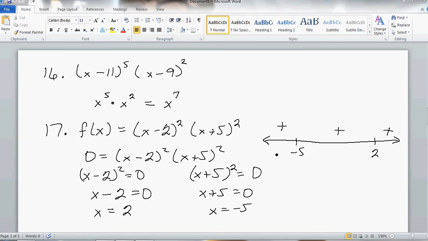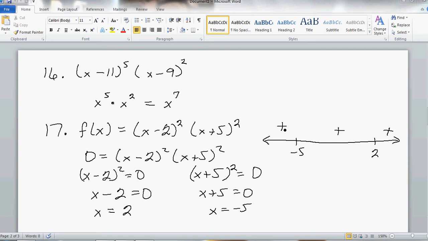The other way, like I said, would be to plug in negative 6. Negative 6 minus 2 is negative, and negative squared is positive. Negative 6 plus 5 is negative 1, and negative squared is positive. Positive times positive is positive, so it's still positive. You'll get it either way. I think if you look at the multiplicity and understand whether it touches or crosses, that's helpful. If it crossed at negative 5, then this all of a sudden would become negative, below the x-axis.